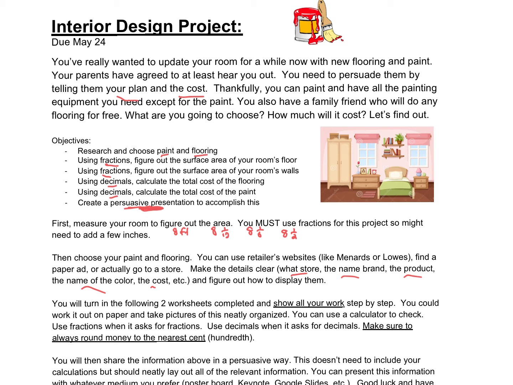Make sure to always round money to the nearest cent, which is hundredth. So if you come up with an answer of $8.325, you can't do that. You got to round to the nearest penny. So that would be $8.33. Okay, so in your work, I want to see this, but then in your answer, I want to see that.